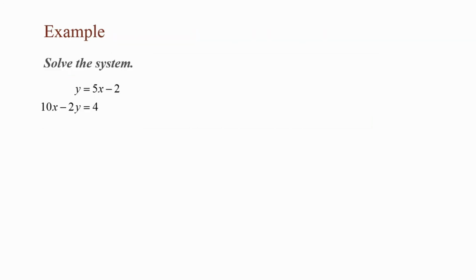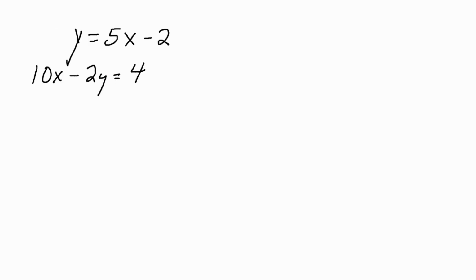In this example, we're going to solve the system y equals 5x minus 2 and 10x minus 2y equals 4. Because my top equation is in the y equals format, I'm going to use substitution and use 5x minus 2 to replace y in my second equation.